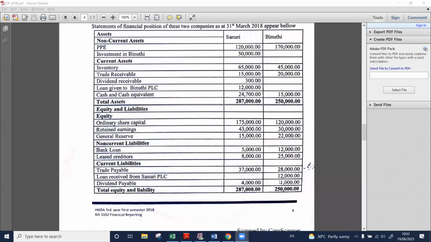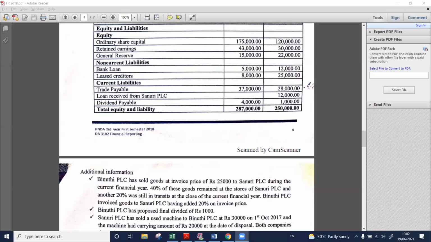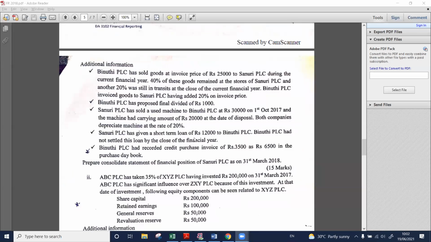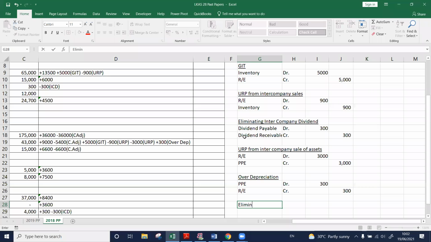So what do we need to do? We need to eliminate the intercompany balance, right? We have given a loan to our joint venture. So we need to find what the intercompany amount is and eliminate that. Out of this 12,000, what is our acquisition percentage? 30%. So 12,000 into 30% means what? 3,600. That 3,600 we need to eliminate.